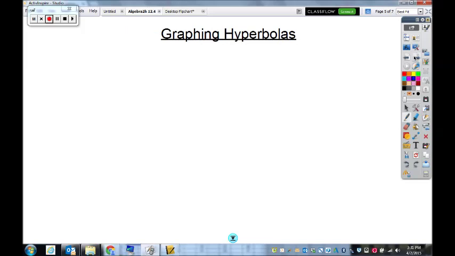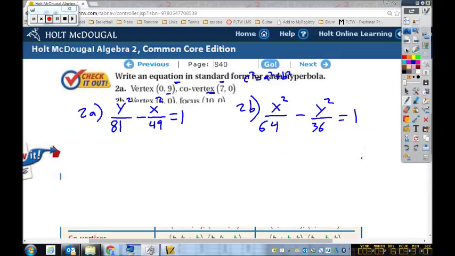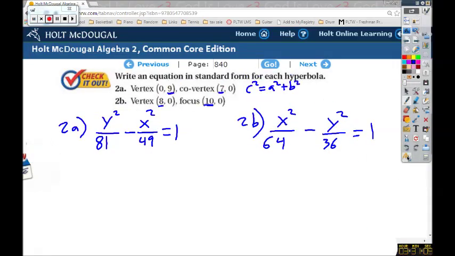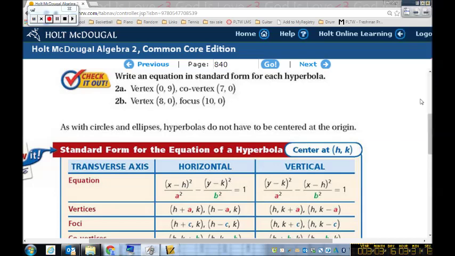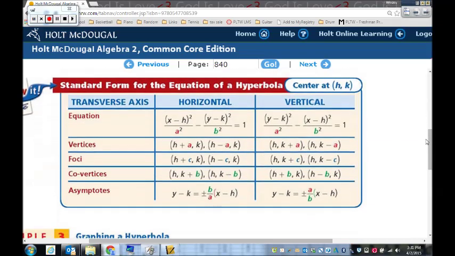All right, and lastly, we're going to talk about graphing hyperbolas. Just like last time with ellipses, we're going to introduce cases that do not have a center at the origin. We have this chart, so you would probably want to go ahead and write this one down in your notes, just like we did with our ellipses, because we're going to refer back to this as we are graphing these hyperbolas.